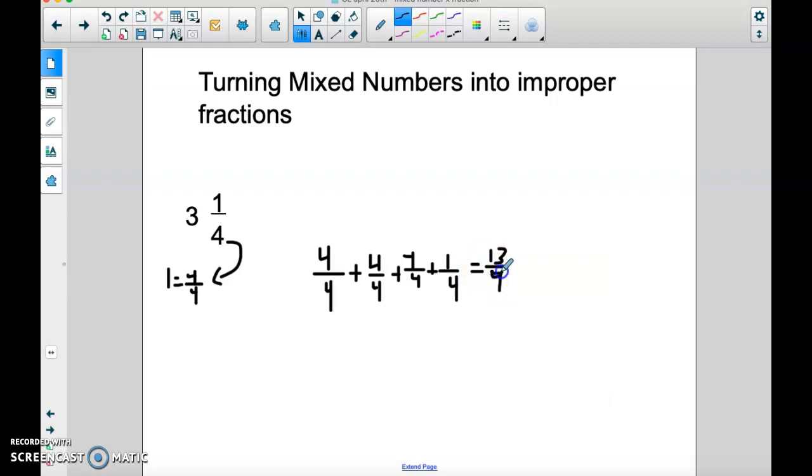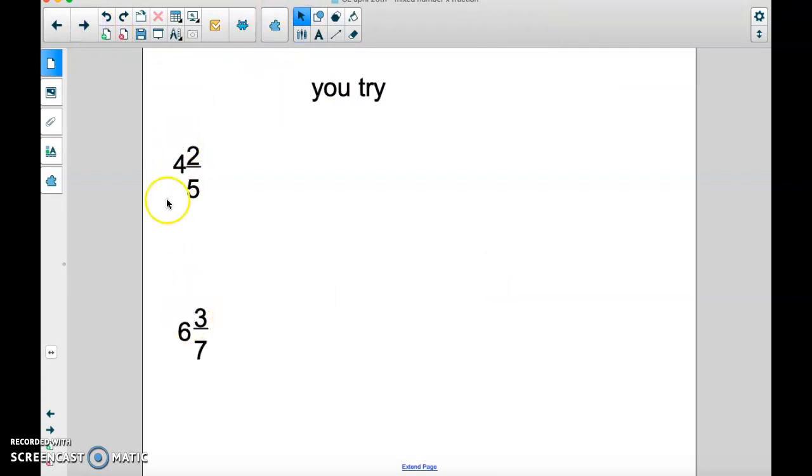fourths. Okay. So what I'm going to do is I'm going to have you practice 2 more. So try these 2, pause the video, work it out, and then play the video. We'll talk about the answer.